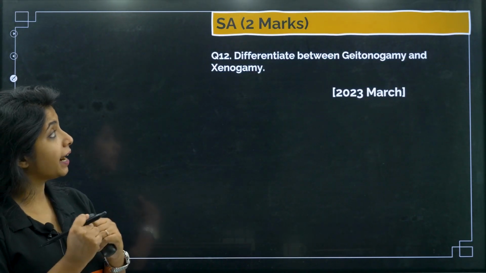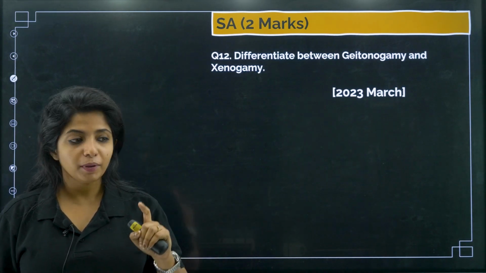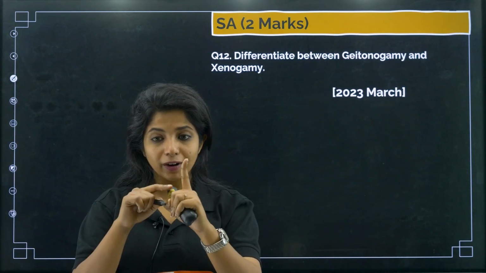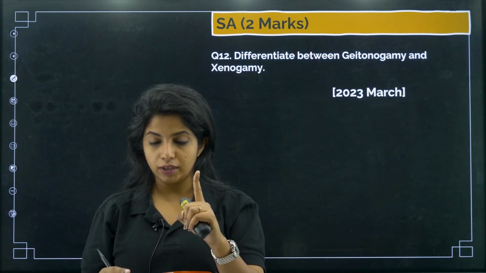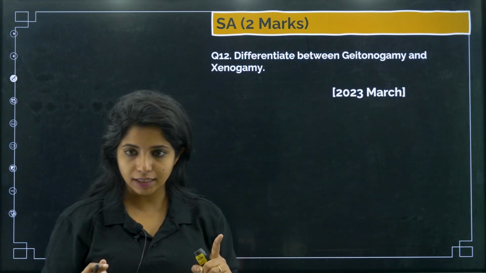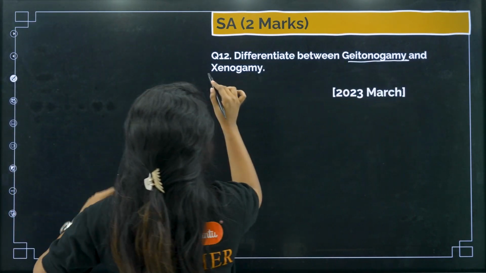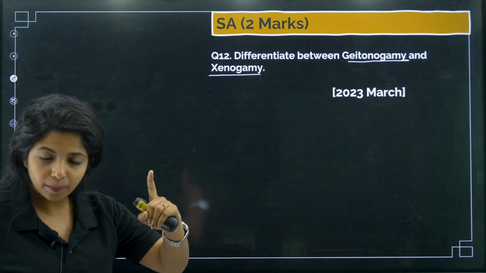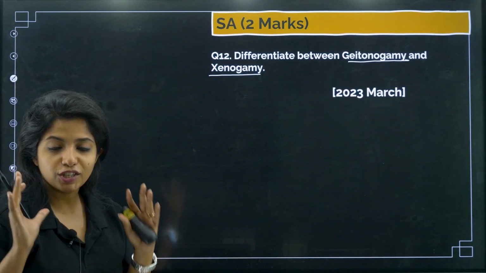Now differentiate between geitonogamy and xenogamy, we already said it. What do you mean by geitonogamy? When in one plant you have 2 different flowers, and from one flower it goes to the next flower of the same plant itself, it is known as geitonogamy. Xenogamy is when you have 2 different plants and the pollen has to move from one plant to the other. It is known as xenogamy.